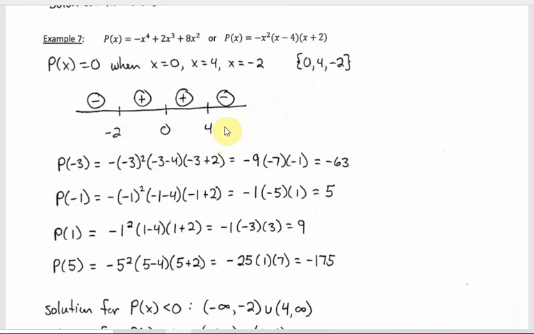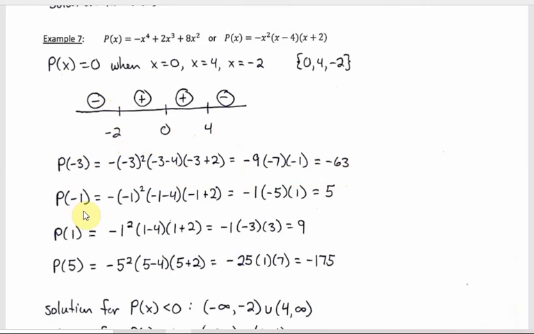Then we just have to check the intervals. Can't use the y-intercept this time because the y-intercept here is 0, so it doesn't help us. So I just went left to right. I said for less than negative 2, I'm going to pick negative 3. And p of negative 3 eventually works out to be negative 63. So okay, that's negative.